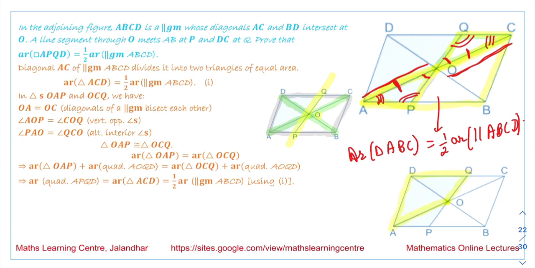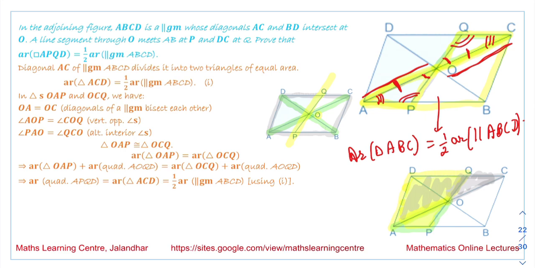If we add the area of triangle OAP to it, that is equal to the area of the second triangle, that is OCQ, plus the quadrilateral AODQ. So what we are saying is that the area of this region is equal to the area of this region.